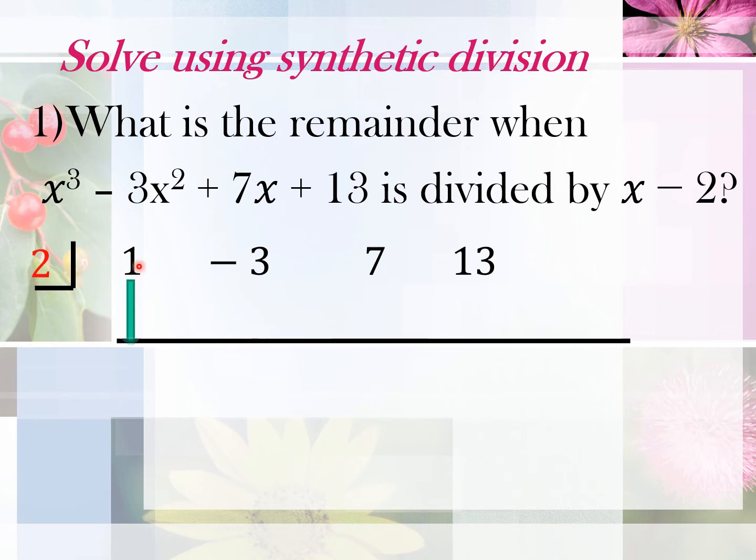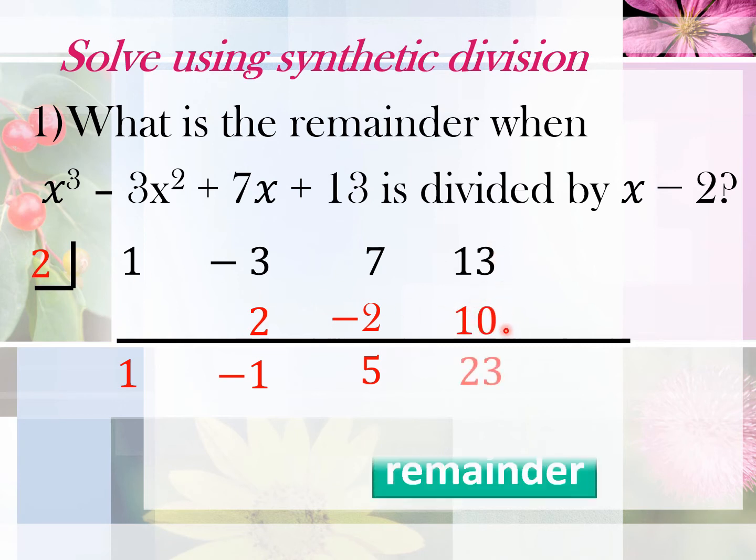Next step, bring down natin yung 1 sa baba or sa third row. Then multiply. 1 times 2 is 2. Add negative 3 plus 2 is negative 1. Negative 1 times 2 is negative 2. Then add ulit, 7 plus negative 2, that is 5. Multiply ulit. 5 times 2 is 10, and 13 plus 10 is equal to 23. Ibig sabihin 23 ang ating remainder dito sa given na to using synthetic division.